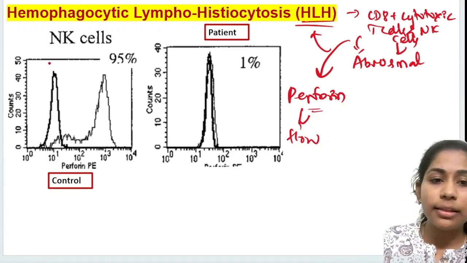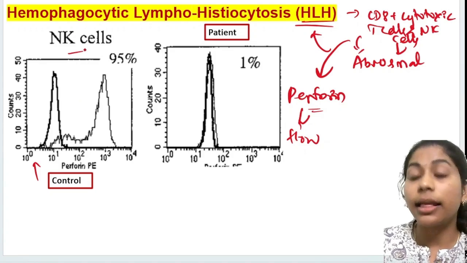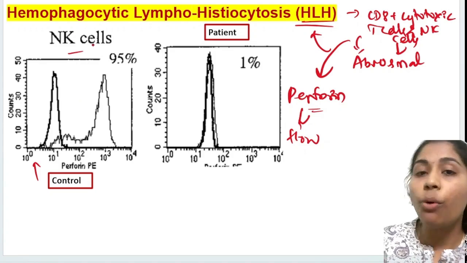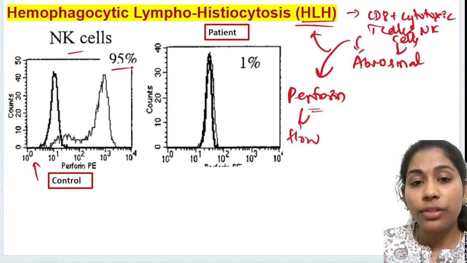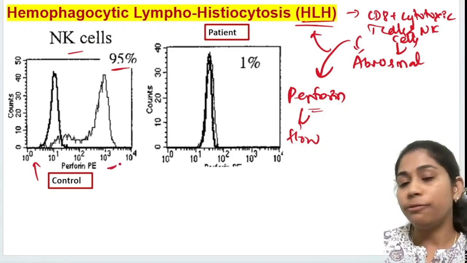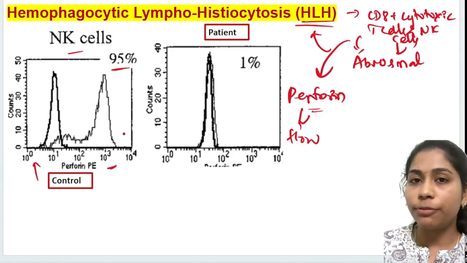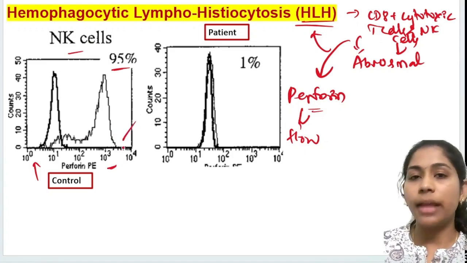Okay, so normally this is the control. NK cells have the capacity to produce more perforin than the CD8 positive T cells. Normally, almost 95% of NK cells show this perforin enzyme. That's why there is high fluorescence. The antibody we have given against perforin forms an antigen antibody complex, the fluorochrome is activated, and then the fluorescence comes.